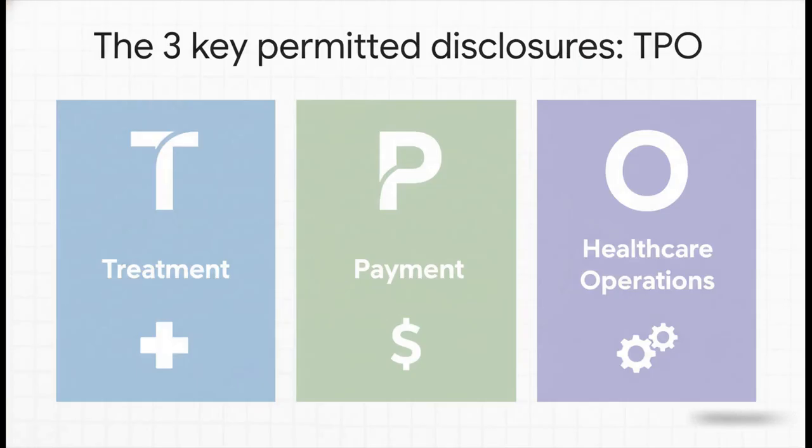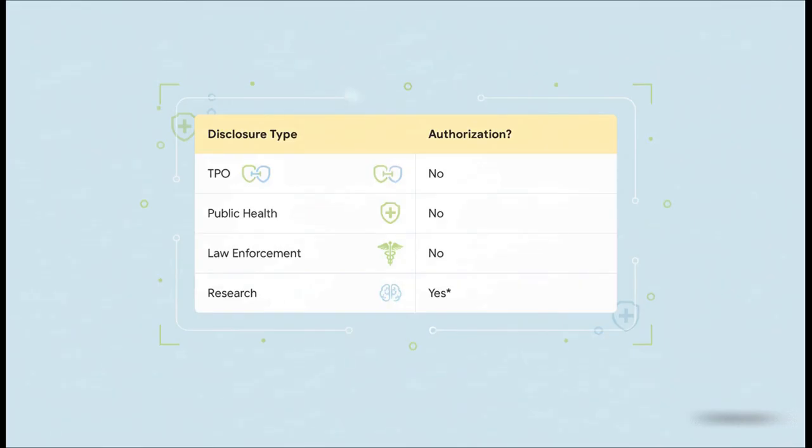All right, here is a must-know acronym for the PTCB, TPO: treatment, payment, and healthcare operations. Seriously, burn this one into your brain. These are the 3 main buckets of reasons why you can share PHI without needing to get a patient's special permission first. This table is a fantastic cheat sheet.